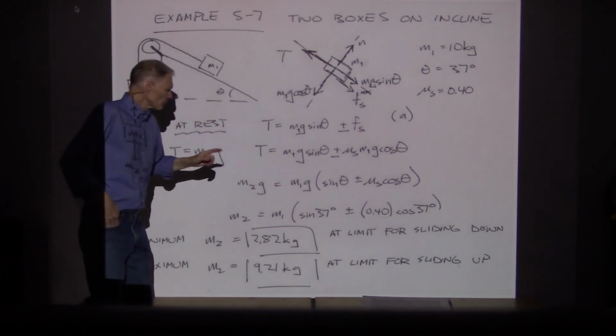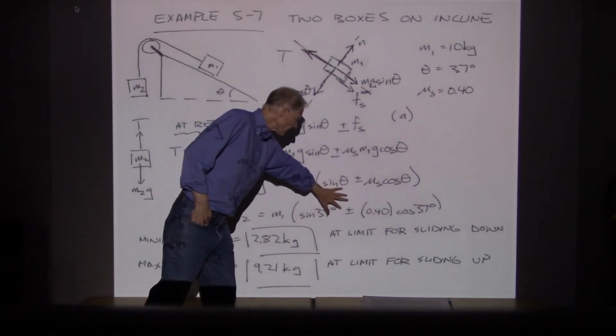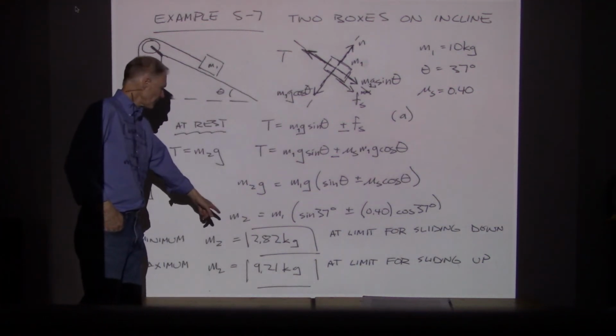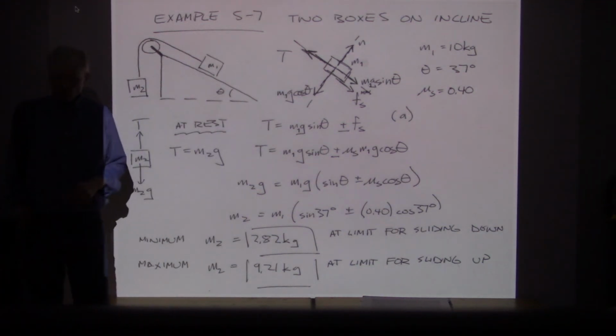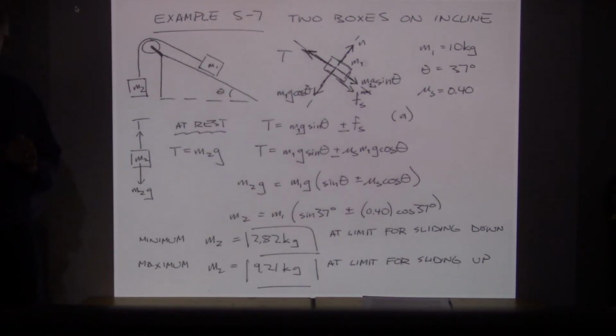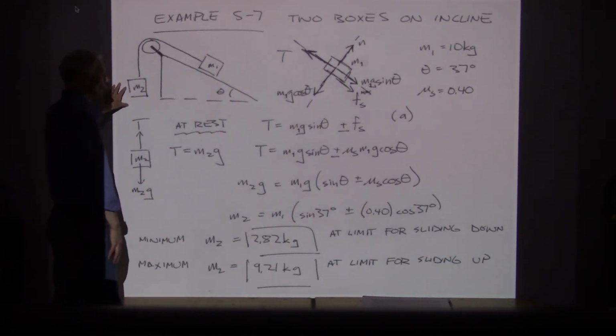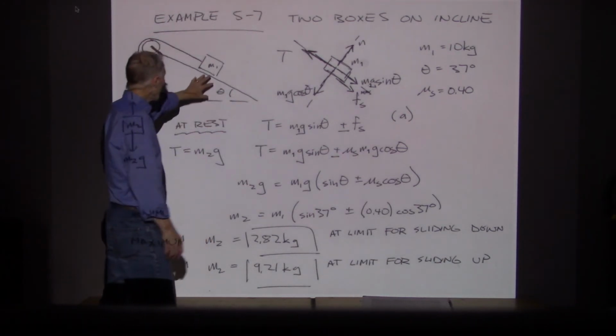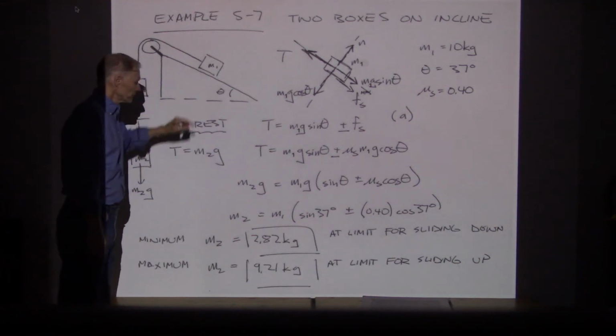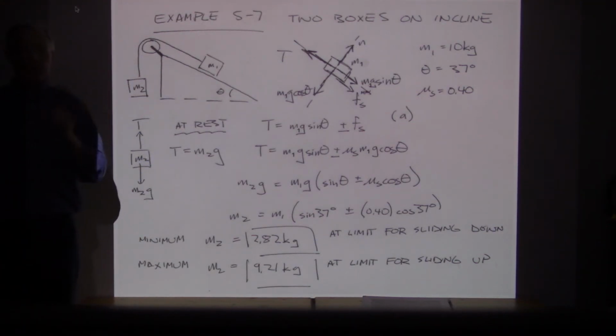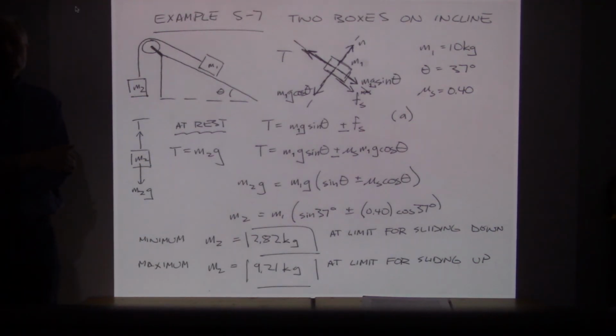And to solve for that value, we can put the plus sign in here. And putting the plus sign in, M2 now can be as large as 9.21 kilograms. If M2 is larger than 9.21, then there won't be enough static friction to prevent object 1 from sliding up the incline. Okay. So this is a good example, I have to say.